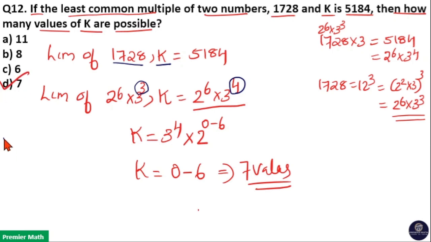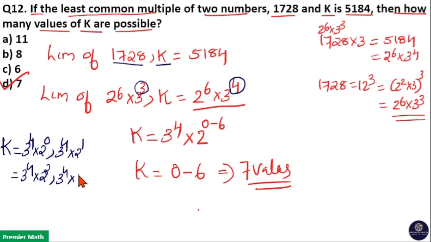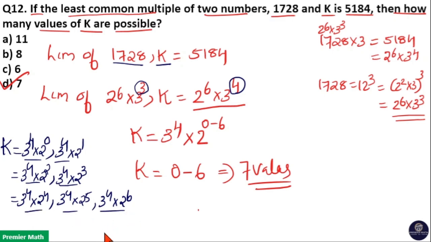That is, k can be 3 raised to 4 into 2 raised to 0, or 3 raised to 4 into 2 raised to 1, or 3 raised to 4 into 2 square, or 3 raised to 4 into 2 cube, or 3 raised to 4 into 2 raised to 4, or 3 raised to 4 into 2 raised to 5, or 3 raised to 4 into 2 raised to 6. That is, total 1, 2, 3, 4, 5, 6 and 7 values are possible here.